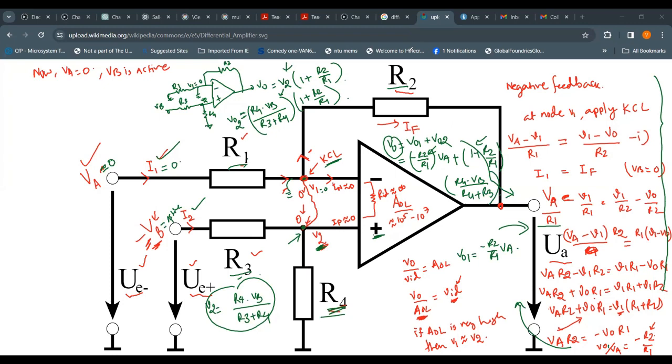You learned how to amplify the signals. And this is a simple difference amplifier.